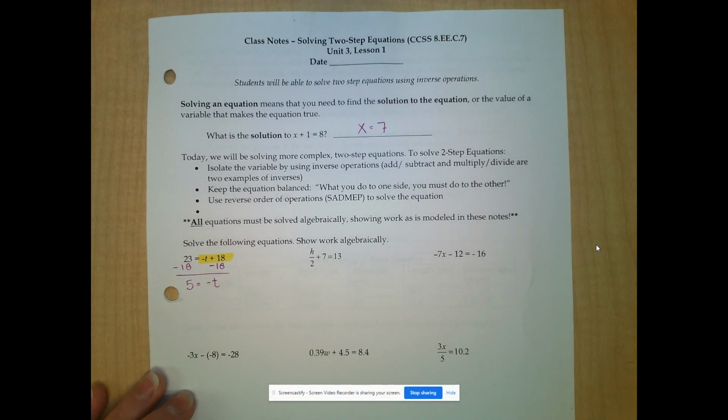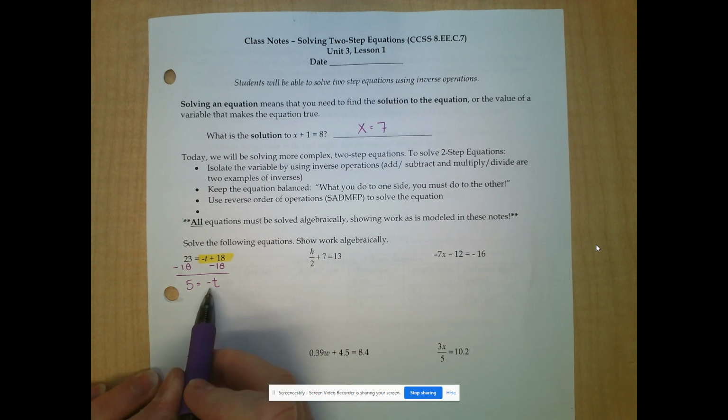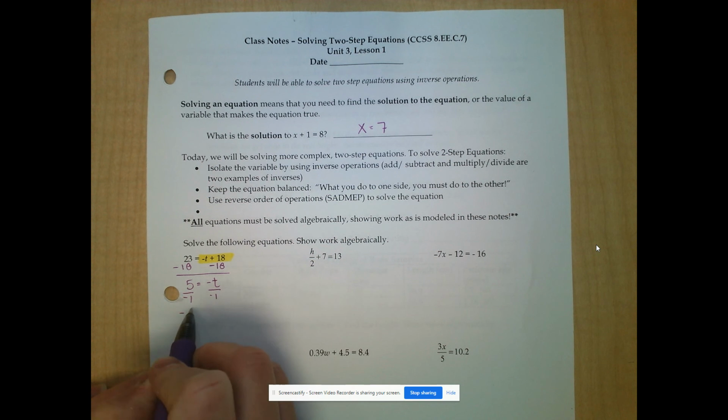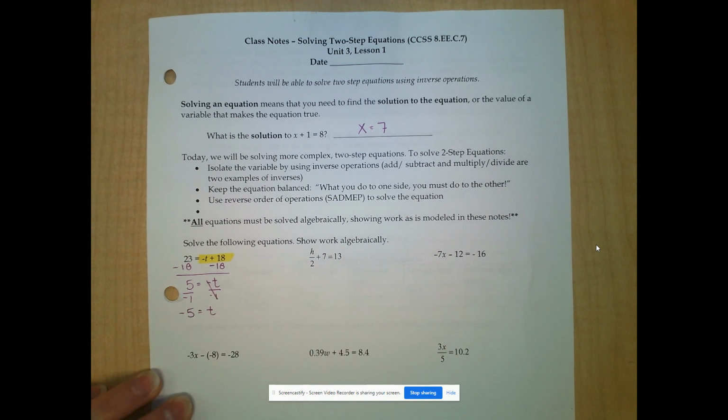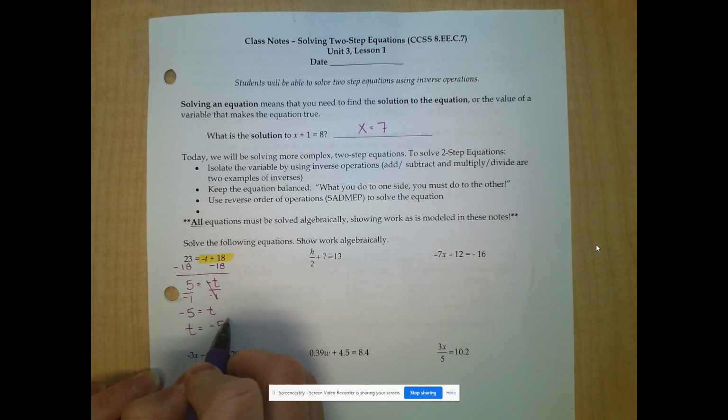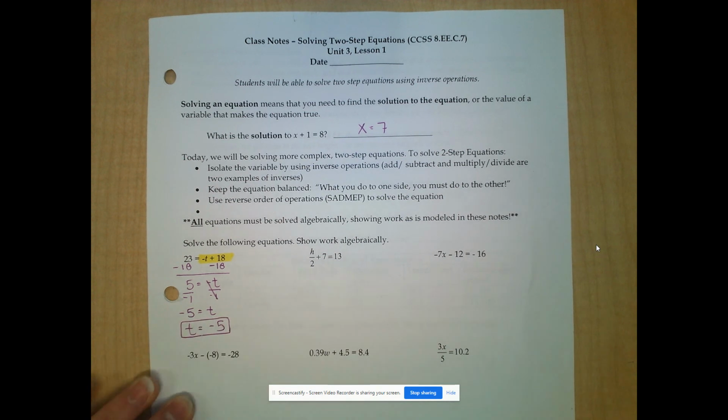Now, if the opposite of t is 5, then t must just be negative 5. But what's really happening here is this is really a negative 1t. So I would divide both sides by negative 1 and get that negative 5 equals t. Negative divided by negative is positive. And then my solution should always have the variable on the left. So t equals negative 5 would be my final answer. That's just a one-step equation that happens to have a negative, so it really acts like a two-step equation.